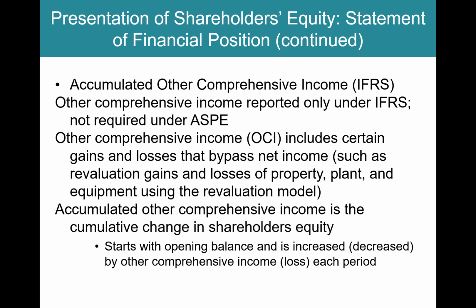For this course, again, keep it simple. Just be aware that there is this account called Other Comprehensive Income, and you should be aware that the gains and losses of other comprehensive income get accumulated to an account called AOCI. Just like retained earnings, you start with an opening balance. It is increased or decreased by other comprehensive income for each period, and then we have that ending balance.